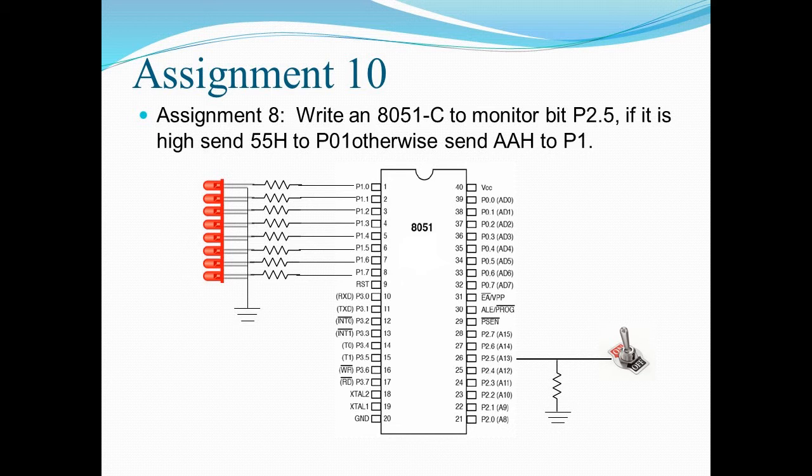So here there are 3 things that we have to look at. One thing is that we have to monitor P2.5, so it is a single bit variable. The data that we want to send is 8-bit data, and there is an if and else kind of statement. So if P2.5 is 1, then we have to send 55H, else we have to send AAH to port 1.